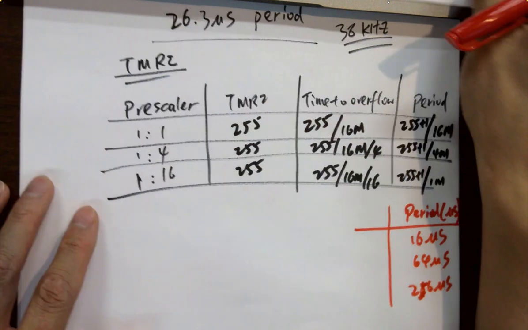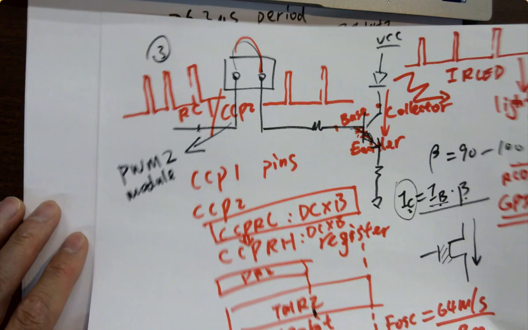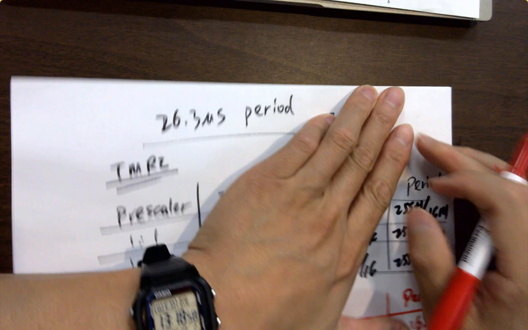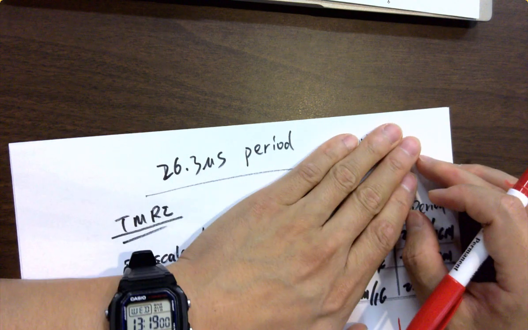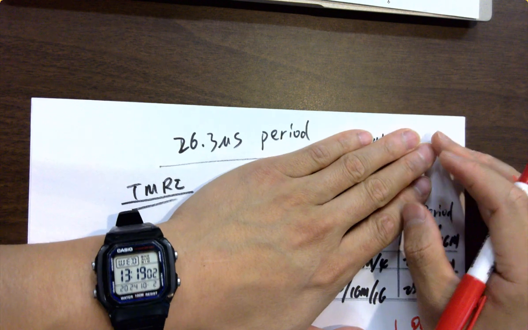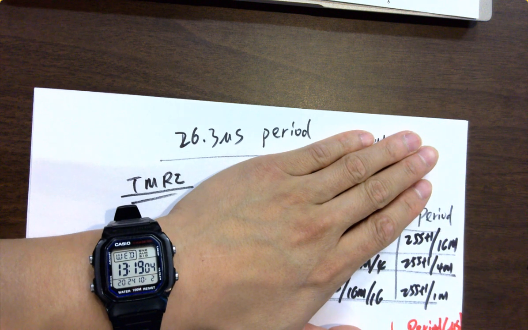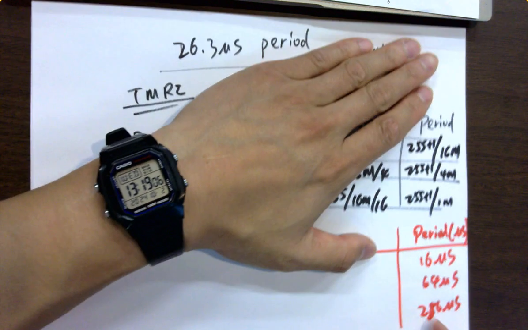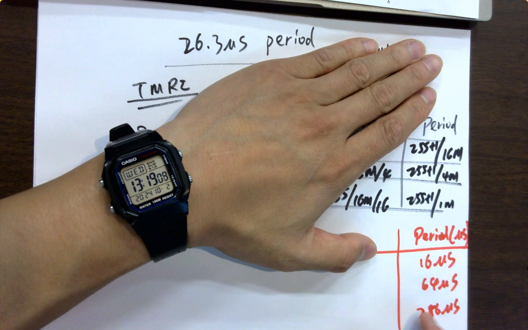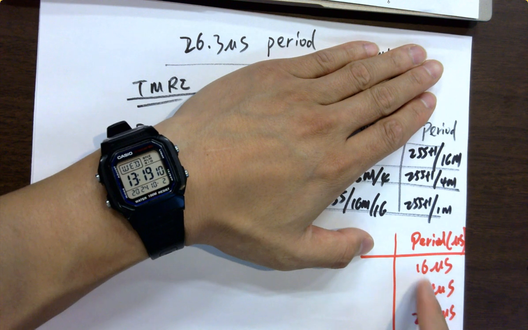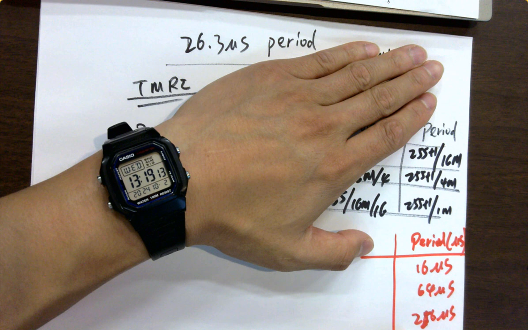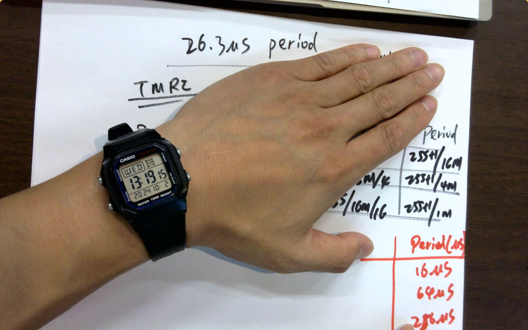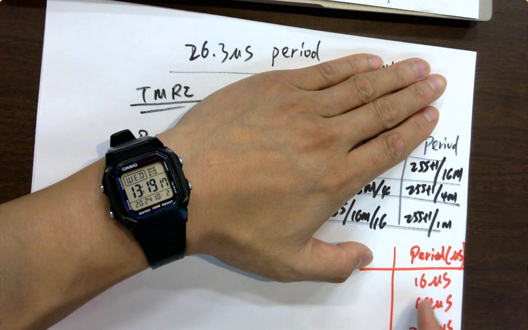Okay? Because the PWM requires a 26.3 microsecond period, and you don't answer, but why? I'm just repeating this, right? So we know that the prescaler can provide us with all the different 3 options, right? Okay? So we want to pick which one to use.